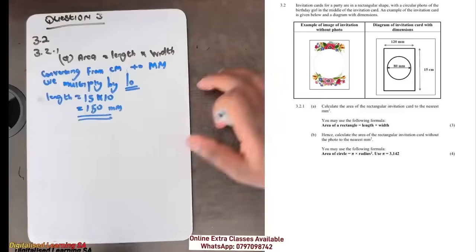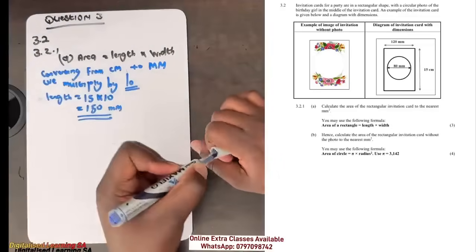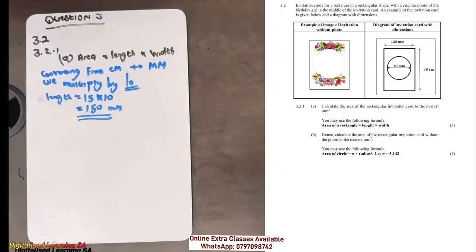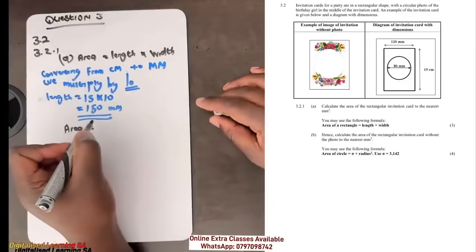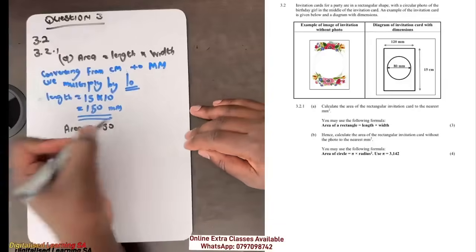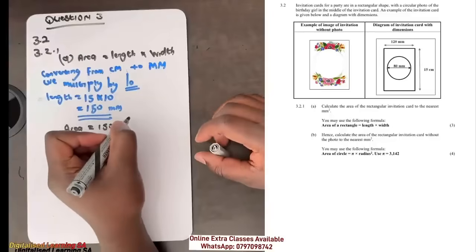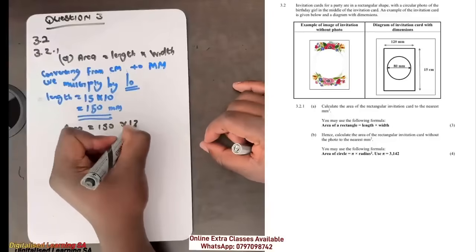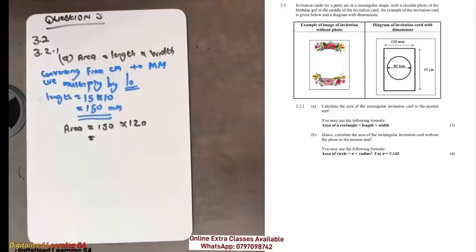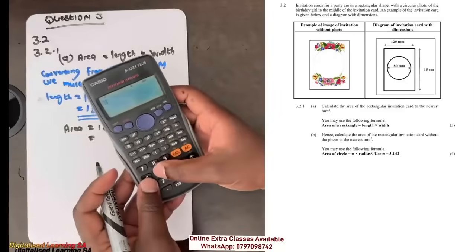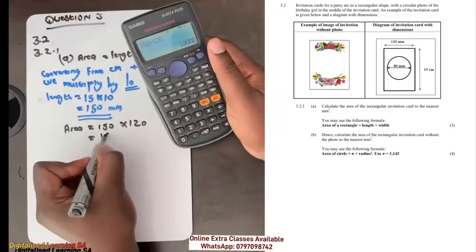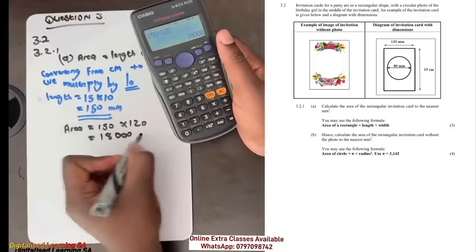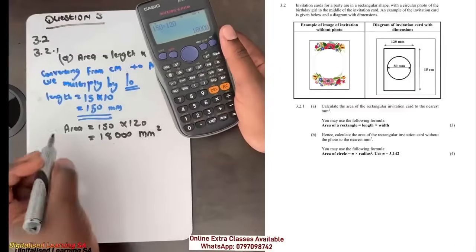Okay, so now let's calculate our area. Our area will be equal to our length, which is 150, multiplied by our width, which is 120. And our area will then be 150 multiplied by 120. So our area will be 18,000 millimeter squared.